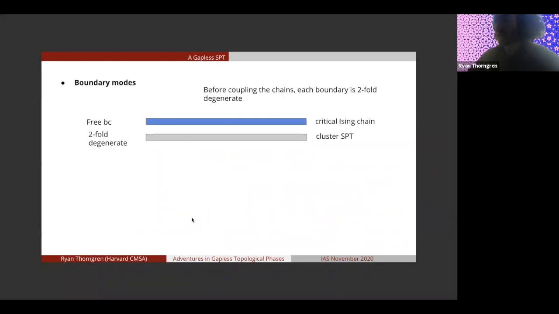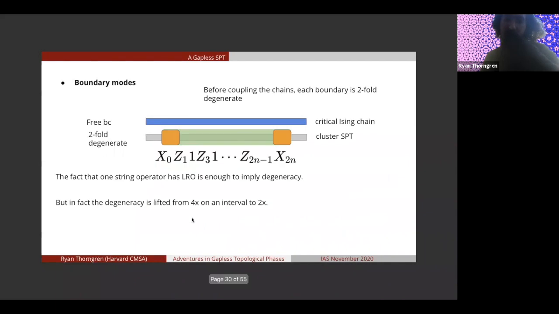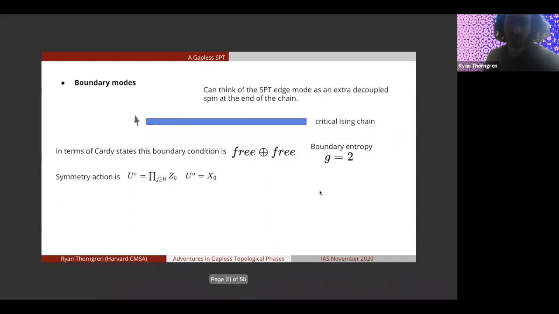Okay, so how do we study the boundary in these kinds of systems? Well, I told you already that since there's one string operator that's long-range ordered and it's non-trivial charge, that becomes an order parameter at the boundary. And that implies some degeneracy. Well, but how much? We'll show that the degeneracy that you would expect from the gapped system, which is fourfold on an interval, is actually reduced to twofold. And we can study this perturbatively.